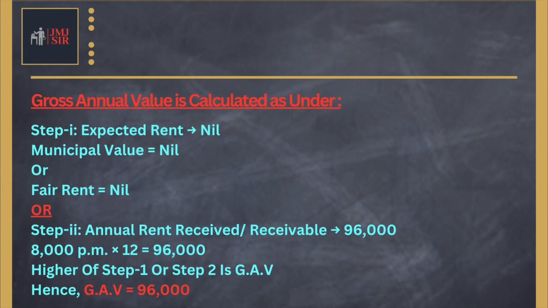This is compared with step number 2, annual rent received or receivable. As I have already told you, we have to consider the higher amount of the rent, which is 8,000 per month. Therefore, the annual rent is rupees 96,000, and the higher of step 1 or step 2 is the gross annual value. Hence, the gross annual value is rupees 96,000.